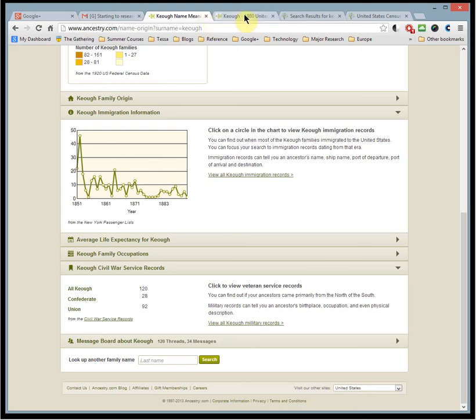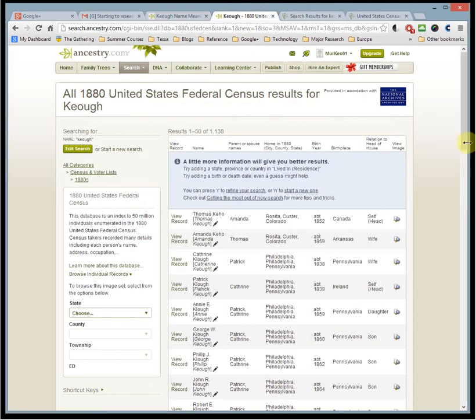And another one, and I'll just tell you what I did, was I went in and I searched census and voter lists, and I asked for a specific name, and I asked for the 1880 census, and it gives me the results, which are 1,138 census entries, which show up with the exact name of Keogh.